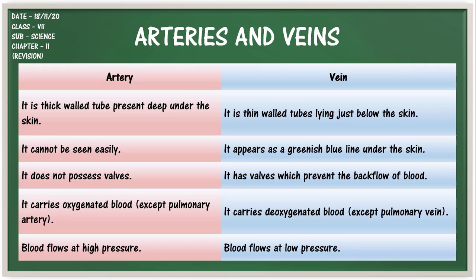Veins have thin walls and blood flows at low pressure through veins. Therefore, veins have valves in them, which allow the blood to flow in one direction and prevent the backflow of the blood in veins. Usually, veins carry deoxygenated blood, but the pulmonary vein that is connected to the left atrium of the heart carries oxygenated blood from the lungs to the heart.